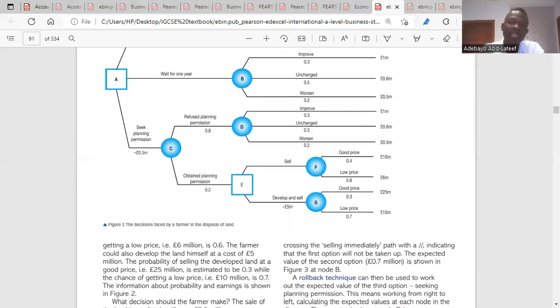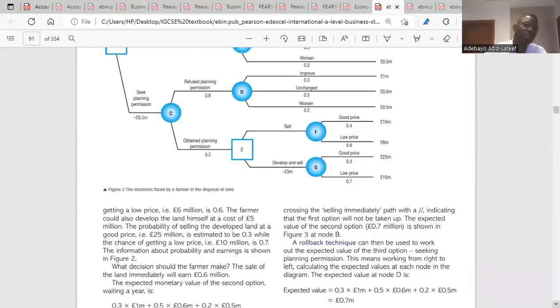Then if you have to develop and sell, the probability of success is 0.3. You multiply it with the price, which is 25 million. And the failure is 0.7, which you multiply by 10. Whatever you get, you take it away from the success. That's how you get your expected monetary value. Do you have any question about it?